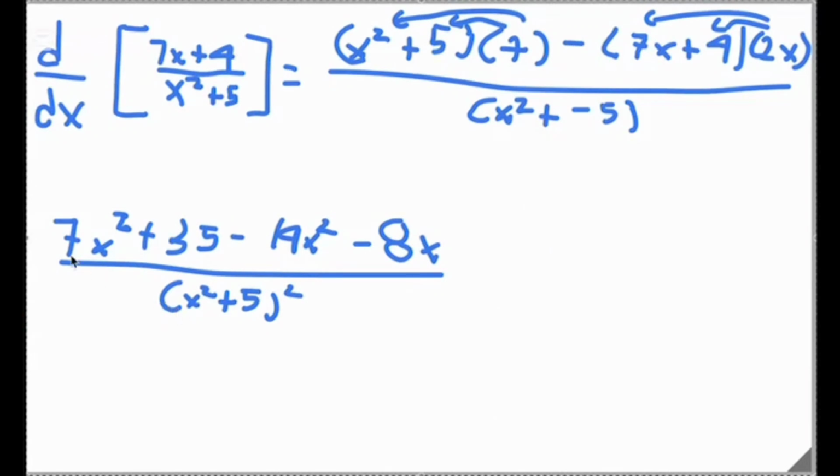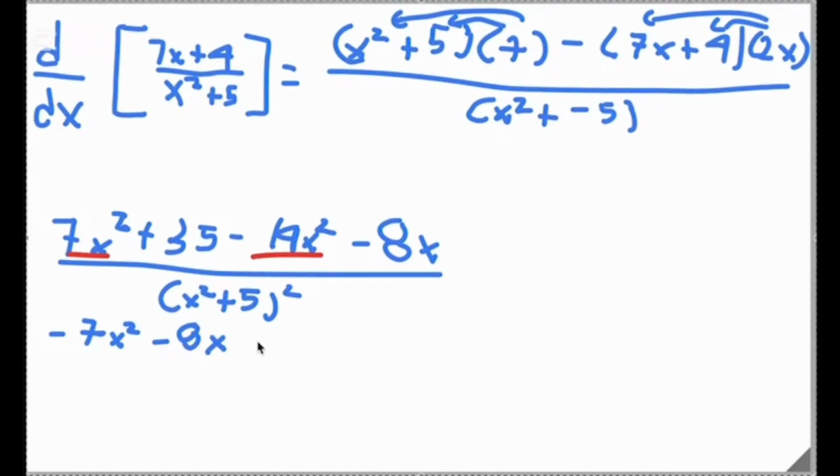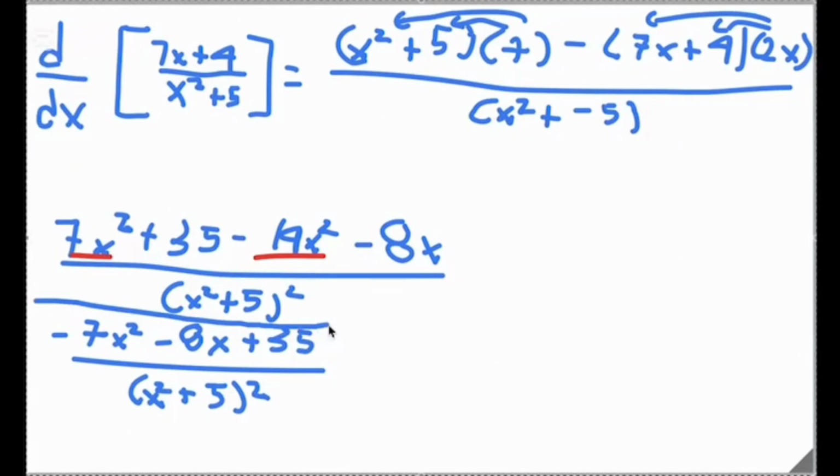The next thing we're gonna do is combine like terms. So 7x squared minus 14x squared is equal to negative 7x squared. And then we're gonna bring down negative 8x plus 35, divided by 2x squared plus 5 squared. Now, that's the final answer.